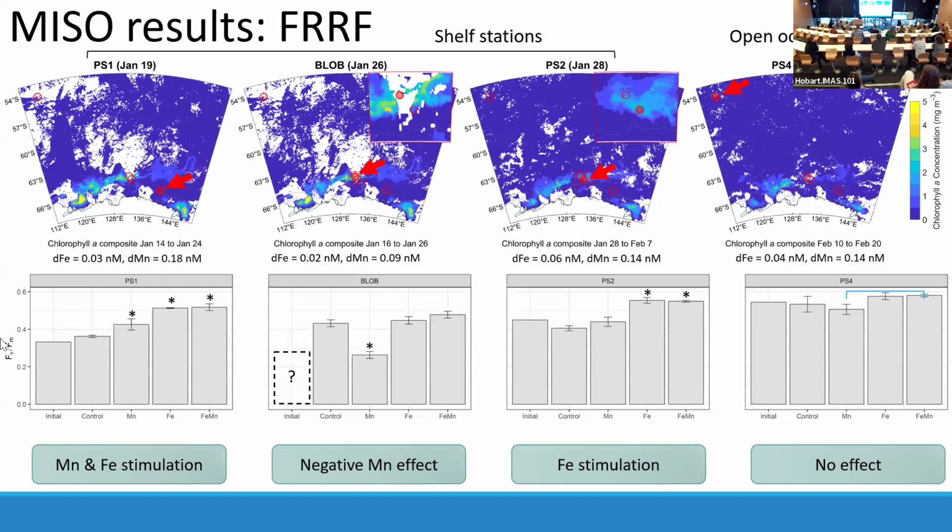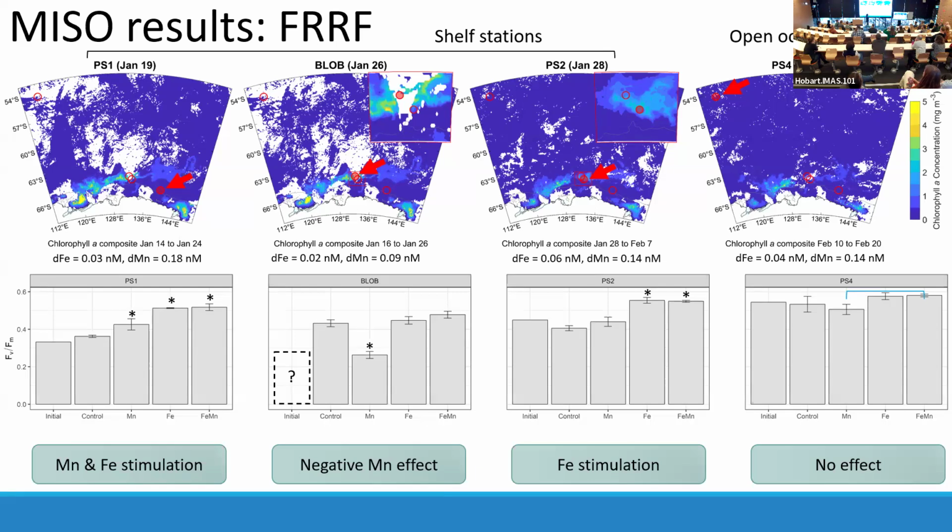Now, if we look more at the photophysiology, this slide is showing you the result of FVFM. So FVFM is a parameter that tells us how well the cells are photosynthesizing under specific conditions. So if we look at this, the exact same principle. Sorry, I forgot to mention that these were my treatments. So if we look at process station 1, we had iron stimulation, but we also had an increase in photochemical efficiency with manganese addition, which suggested that somehow the cell had benefited from a manganese addition.